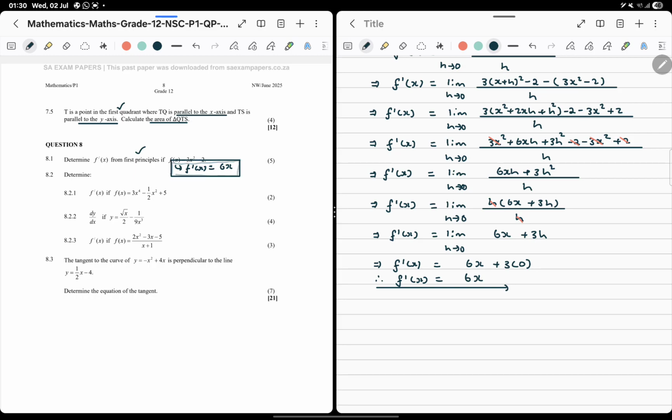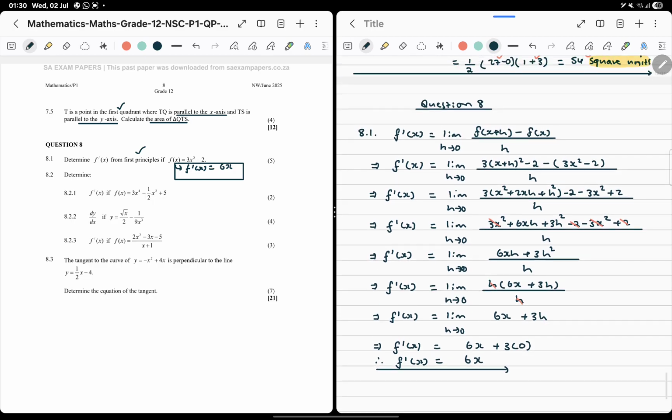So you already know the answer. Just make sure you get to it. You see, what matters is just getting that answer, because you already know what it is. But now we have to follow the procedure. How do we do this, guys?